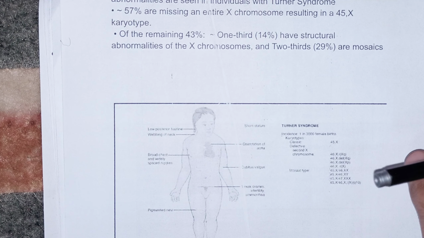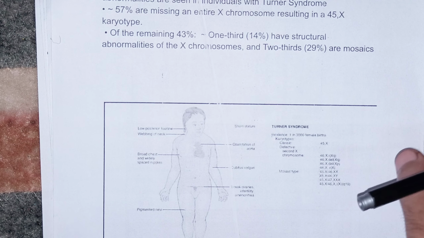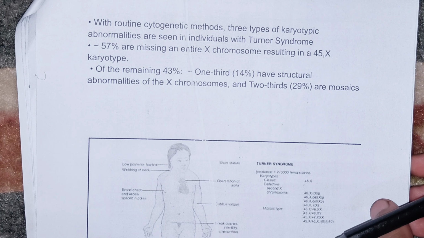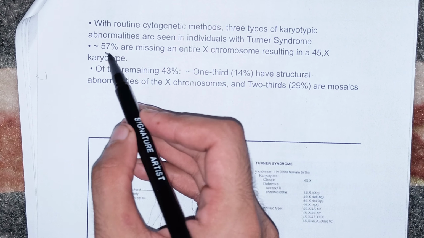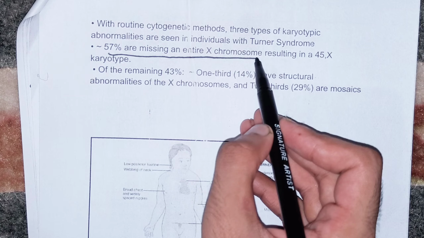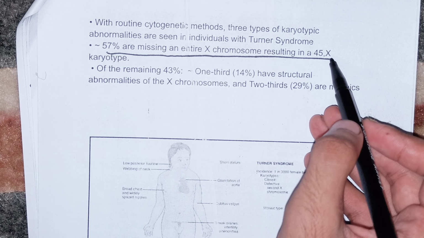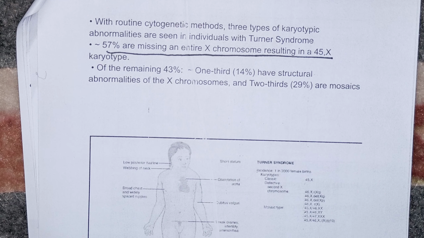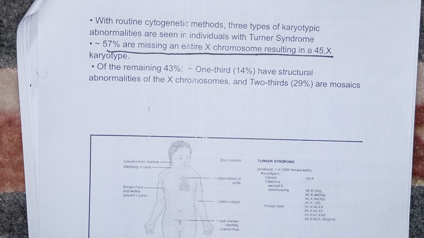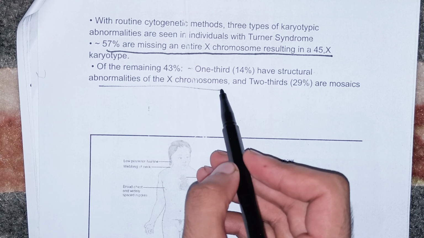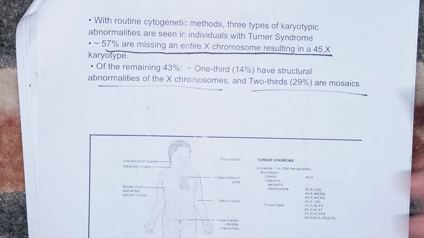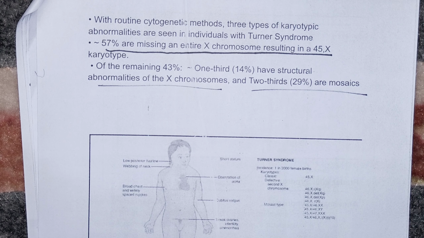Okay, a very important thing is coming ahead, beta. A very important thing. 57% cases of Turner syndrome show missing an entire X chromosome, resulting in a 45 and the last chromosome having only 1 X chromosome. Okay, 1 is missing. But in remaining cases, what happens, that 14% have structural abnormalities of the X chromosome, and 2/3, that are 29%, are mosaics. I can like, there must be some confusion, but let me make it clear.